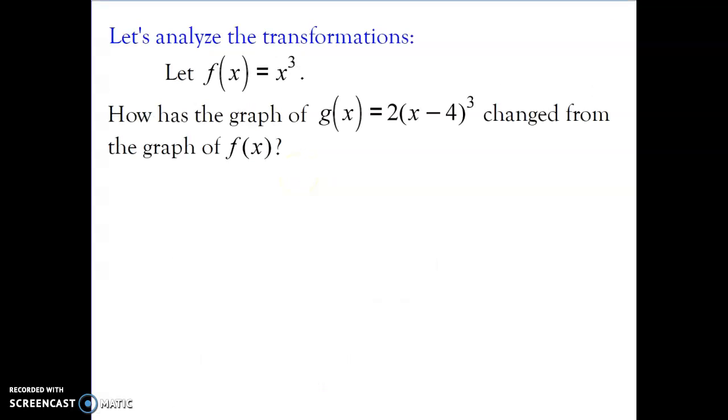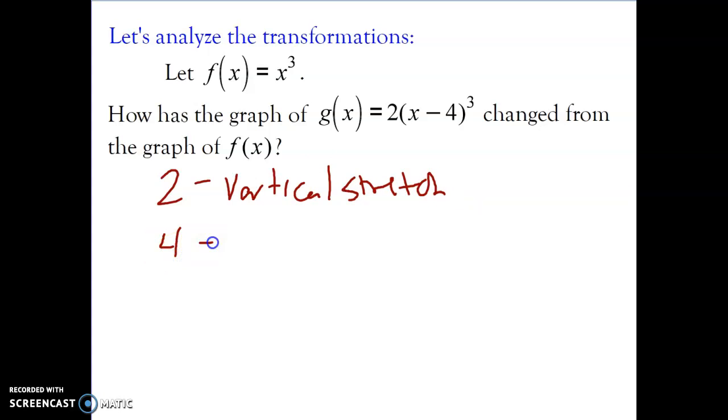Okay, let's do a couple where we look at the transformations. So in this one, I can see that I have a multiplier of 2 and I have a -4 inside the parentheses. So what is that going to do to the graph of f? Well, the 2 is going to be a vertical stretch by a factor of 2, and that 4 is going to move the graph to the right. Remember, what's in the parentheses does the opposite of what you expect.